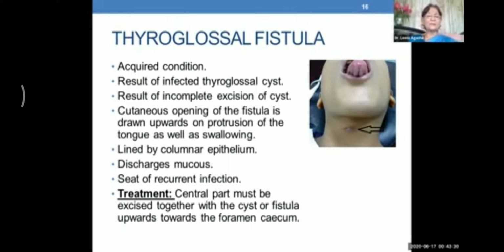It discharges mucus. It is a seat of recurrent infection. Treatment: central part must be excised together with the cyst or fistula upwards towards the foramen cecum.